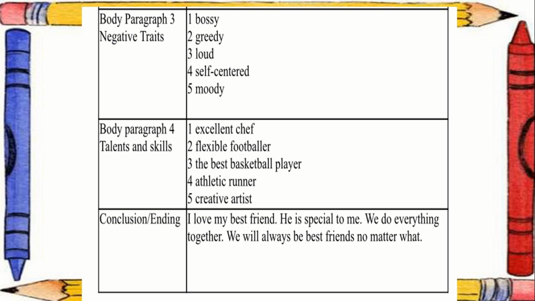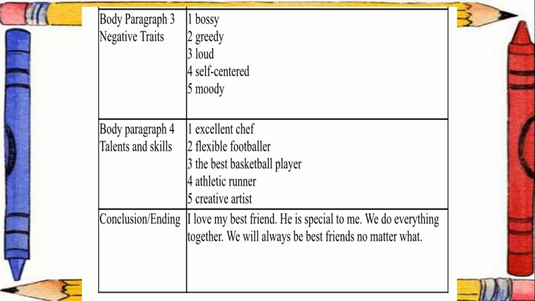And in this paragraph, we are going to describe the talents and skills of our best friend. So instead of saying what your best friend likes and dislikes, you can speak about their talent. So my best friend is an excellent chef, a flexible footballer, the best basketball player, an athletic runner, creative artist. And again, write 2 sentences about each of the words that you have chosen.